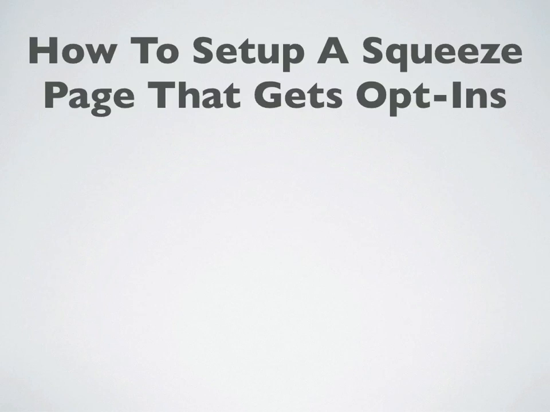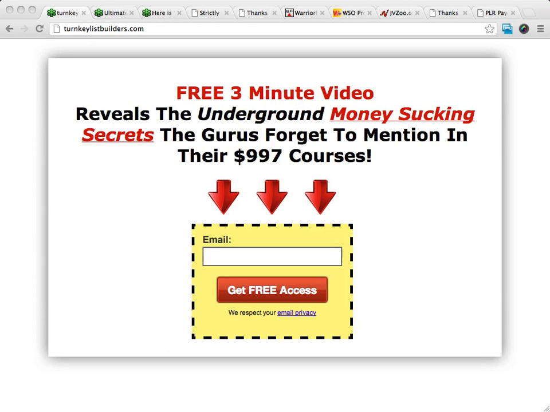What I'm going to do is show you how to set up a squeeze page that gets opt-ins. Now, the very first thing you want to do is keep it simple. Keep it simple. Take a look at this squeeze page here. This squeeze page, I get anywhere from 40 to 55% opt-in rate when I do different ads.